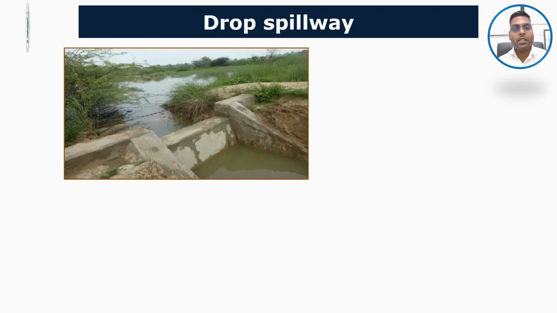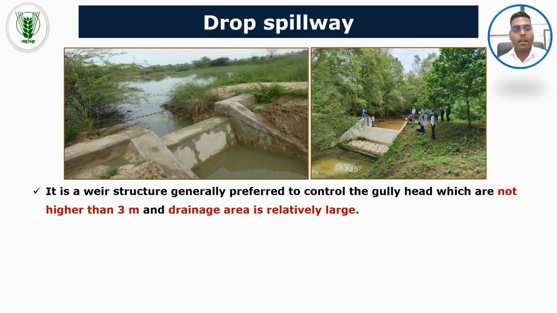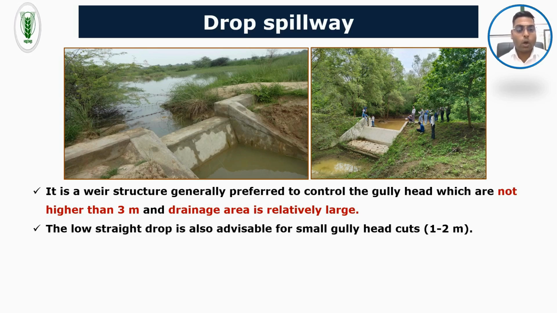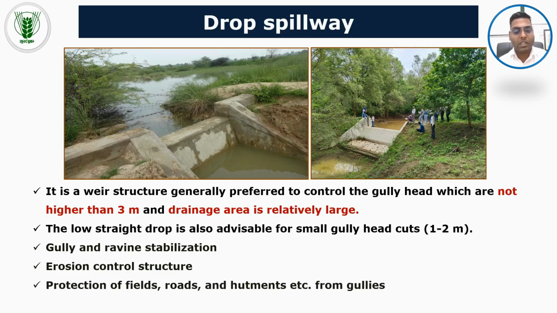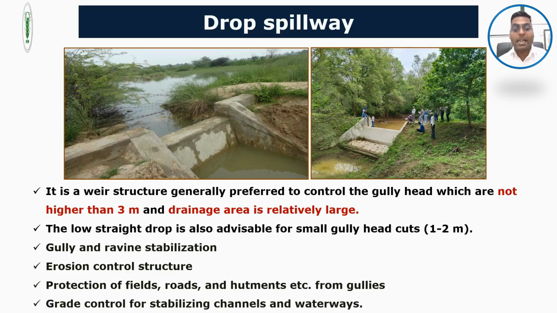The first one is the drop spillway. It is a weir structure to control gully heads which are not higher than 3 meter, where the drainage area is relatively large. The low stage drop is also advisable for small gully head cuts. Drop spillway is generally used for gully and ravine stabilization. It is a very good erosion control structure, and it provides protection of field roads and hutments from the gullies, and imparts grade control for stabilizing channels and waterways.